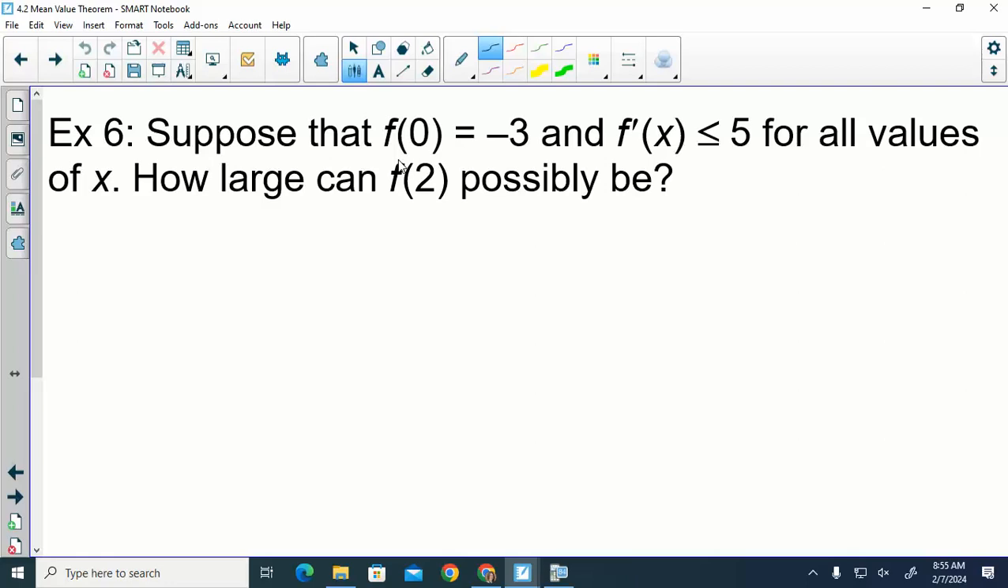Rolle's theorem is a special case where the endpoints are the same, so the derivative would equal 0, because the slope between them would be 0.